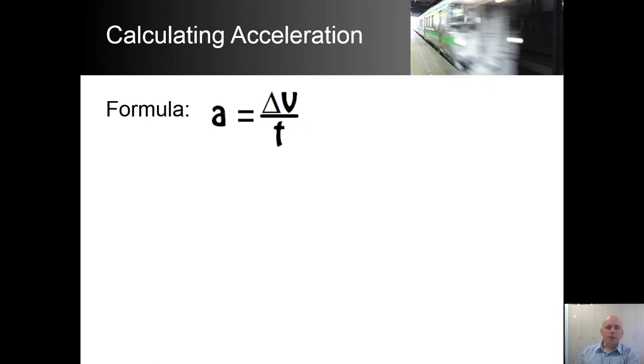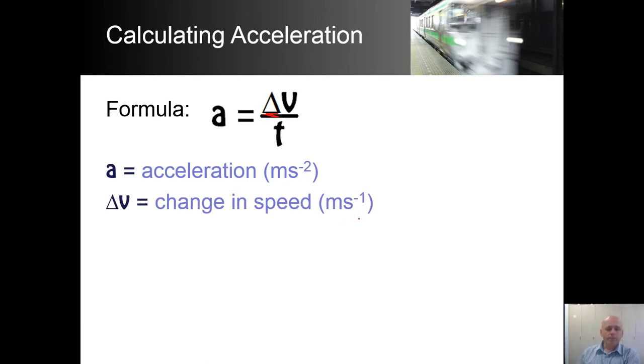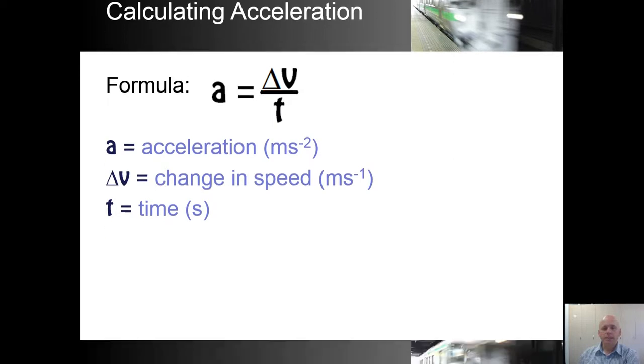Formula for acceleration: a equals delta v over t. Delta is this triangle here. It's a Greek letter in the shape of a triangle, and it means change in. So delta v means change in speed. a stands for acceleration, and the units, of course, are meters per second squared. Delta v, change in speed, where delta means change in, has units of meters per second. t stands for time, and it is in seconds.